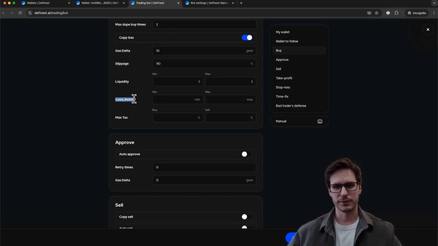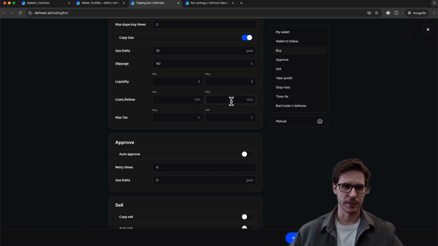Next, coin lifetime is the lifetime of a coin, that is, how much time should a coin exist. For example, a minimum of 10 minutes, a maximum of 10,000, 100,000 minutes. In this case, I want to buy tokens that have just been released, so I will set a maximum of a day here. That is, in a day we have how many? 1440 minutes. Here, and I will only buy coins that were released no more than a day ago.